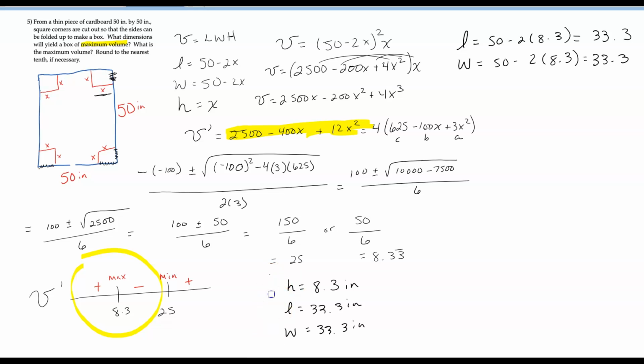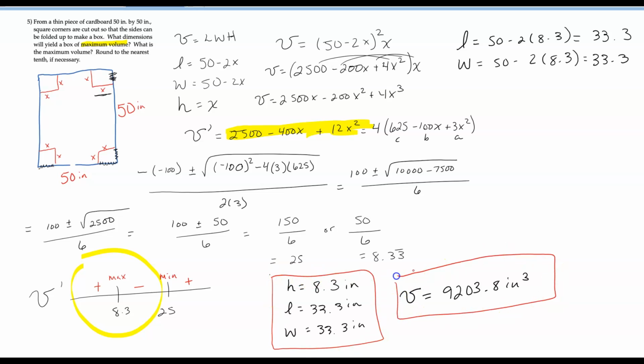But now we need to also state the volume. And so to find the volume, I just multiply those three numbers. I get something that looks like this, 9203.8 inches cubed. So these are my values for my length, my width, my height, and the maximal volume for the problem.